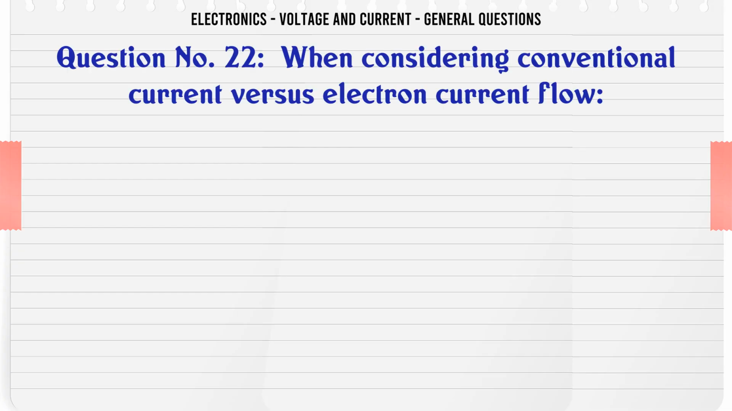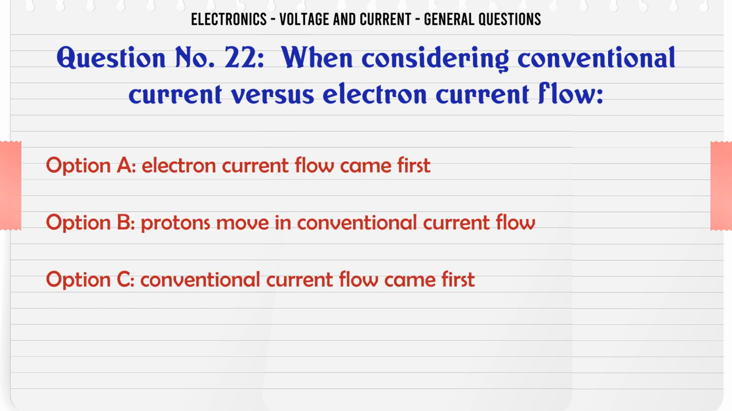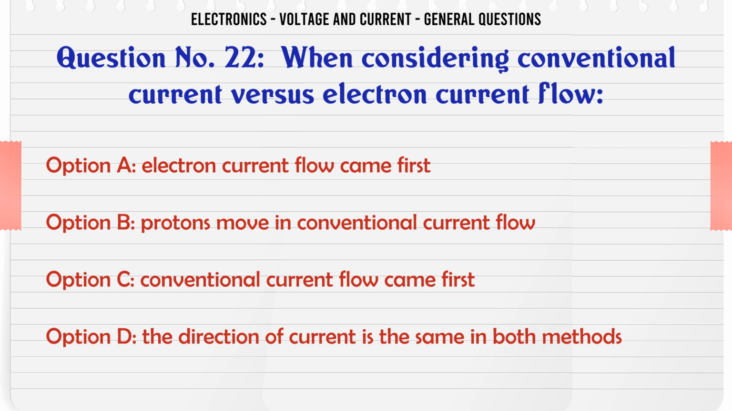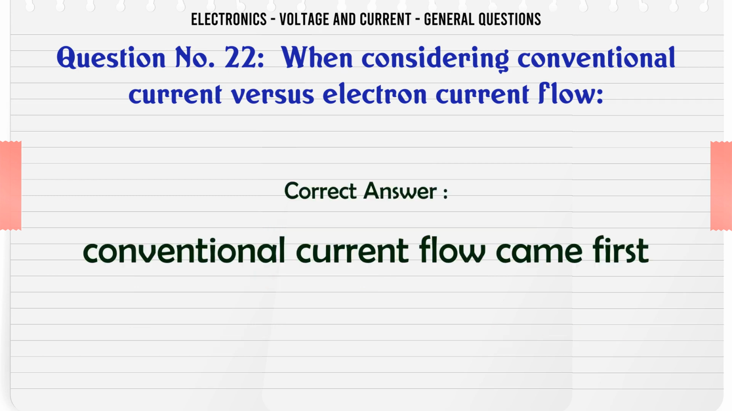When considering conventional current versus electron current flow, A. electron current flow came first. B. protons move in conventional current flow. C. conventional current flow came first. D. the direction of current is the same in both methods. The correct answer is conventional current flow came first.